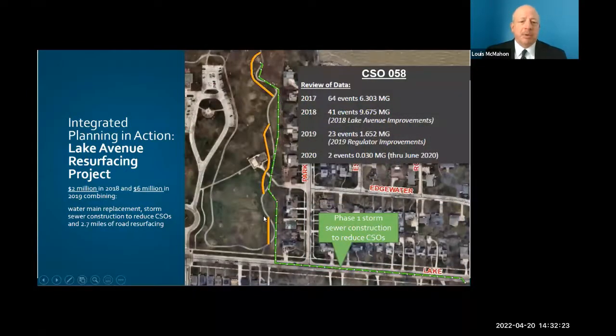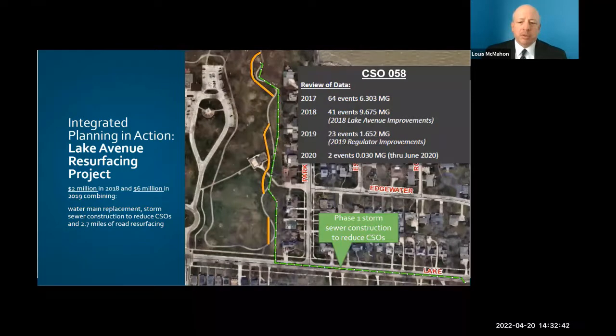This is an example of integrated planning in action. I mentioned the overflow that was at the top of the list. It would not have been our biggest priority given the overflow volume or the pollutant load that it had contributed. But we had an opportunity.